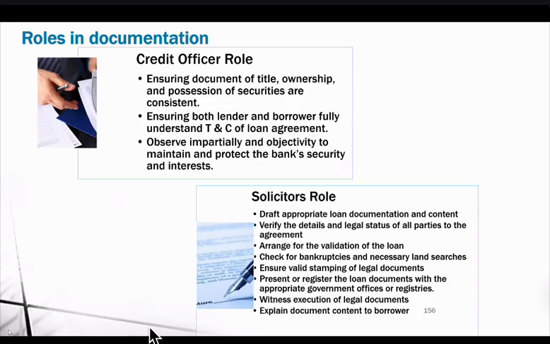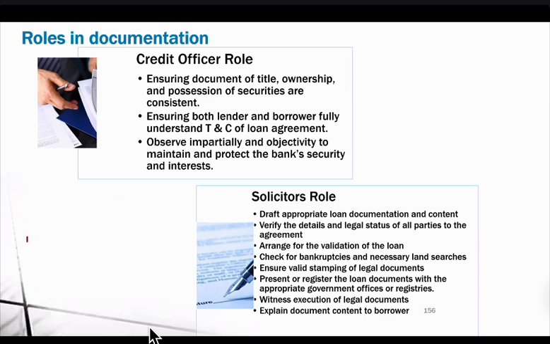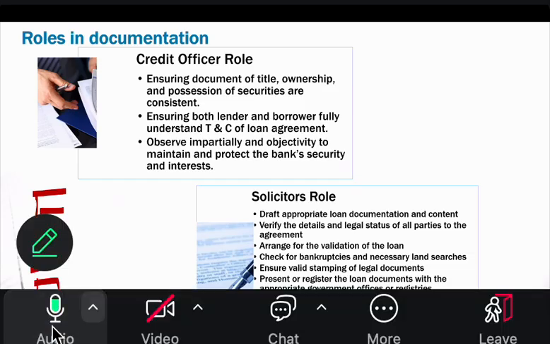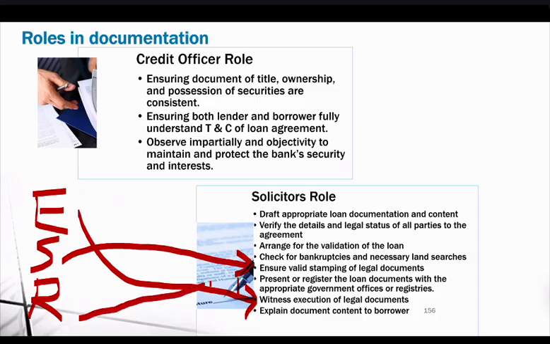The way you could remember is try to think about ESR. What does E stand for? Execution. So you see here, they witness the execution. What is S? Stamping. So they ensure valid stamping. What is R? Registration. They register with government officers. So you can see the solicitor's role, 3 things you know off the top of your head.